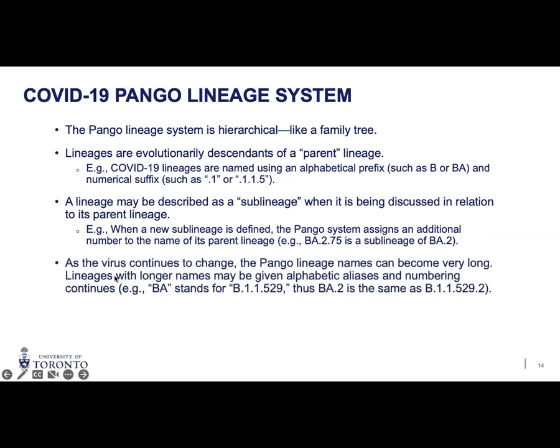And as the virus continues to change, the Pango lineage names can become very long. So lineages with longer names may be given alphabetical aliases and numbering continues. So BA stands for B.1.529, thus BA.2 is the same as B.1.529, but additionally .2.